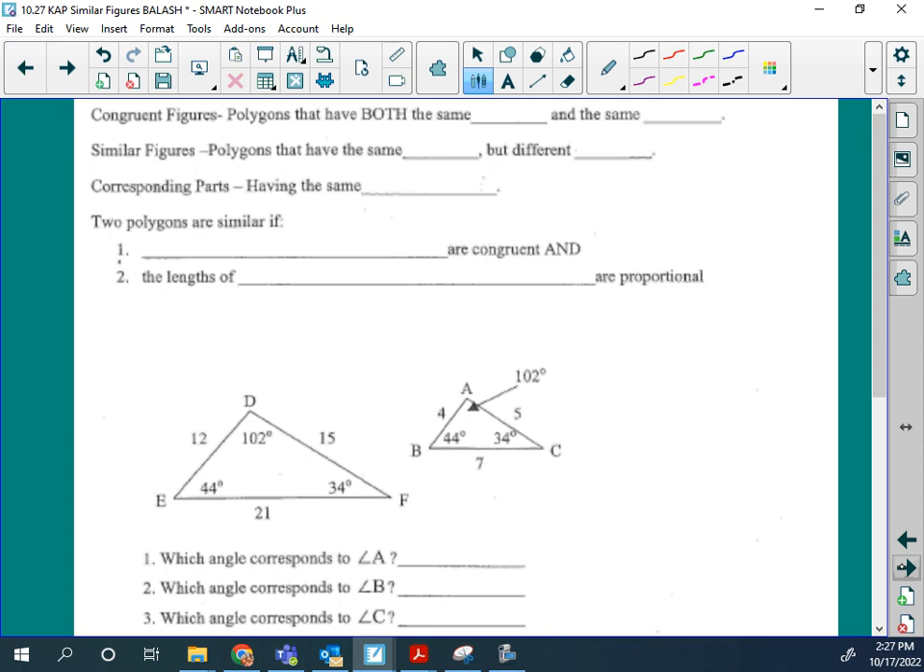So congruent figures are polygons that have both the same size and the same shape. That means they are totally duplicates of each other, okay? But similar figures are polygons that have the same shape but different size. Similar figures, and that's what you should have learned about yesterday, okay? Corresponding parts means having the same location, okay?